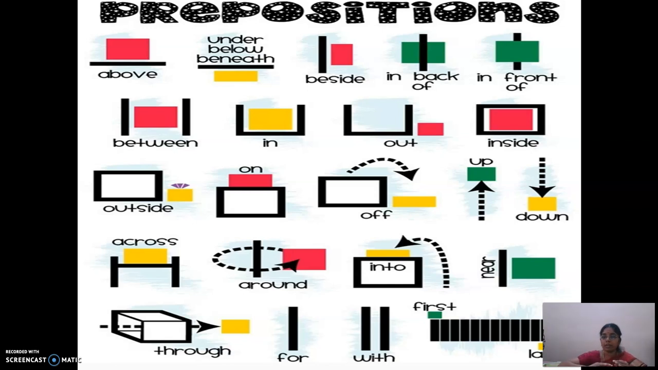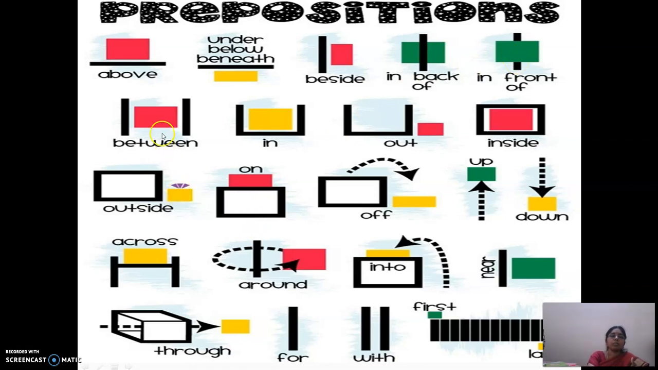So the three are related, with a small minute difference. That is what we are going to learn. What are the minor differences and what are the classifications, right? Next is beside. So the pink color rectangular box is beside the black line, right? In back of. So the green box is in the back of the line. In front of. The green box is in front of the line.